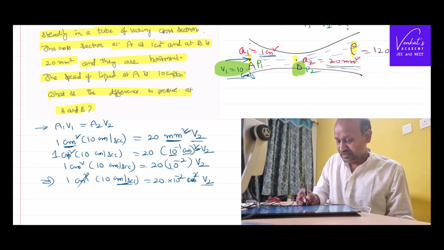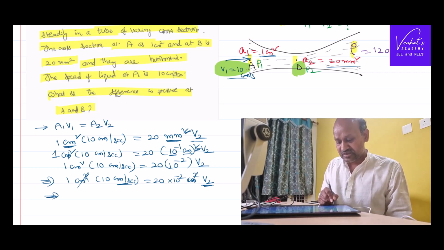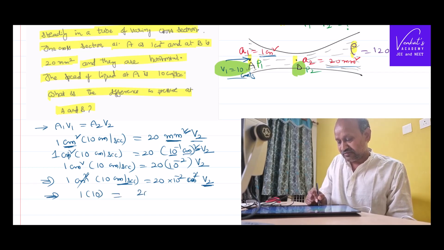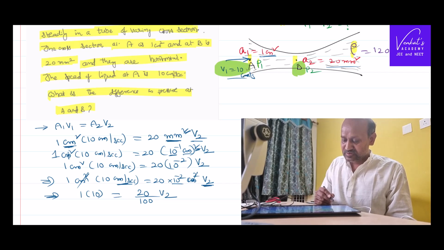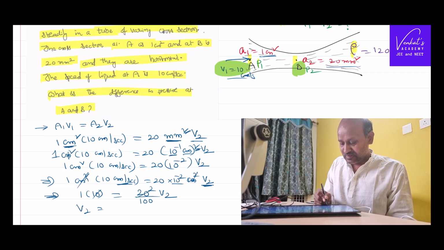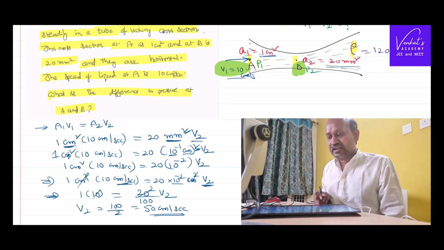This is centimeter per second, so your velocity also will be in terms of centimeter per second. I have written units only to demonstrate that for you. So 1 into 10, I'm straight writing the values. 20 into 10 power minus 2, which I can write as 1 by 100, multiplied by V2. So this is twice. So V2 will be 100 by 2, that is 50 centimeter per second. As I have taken V1 in centimeter per second, I get V2 also in terms of centimeter per second.